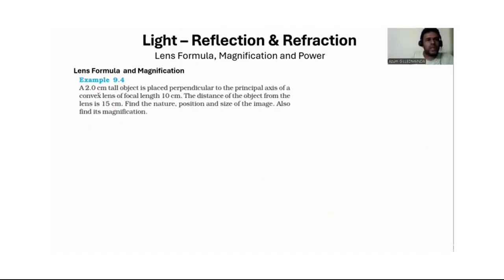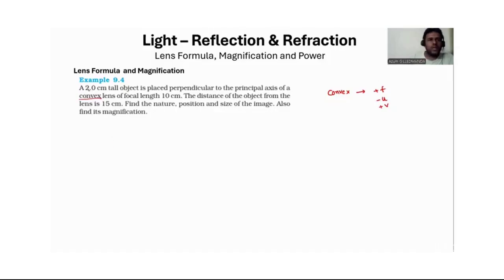Let's look at this. A 2 centimeter tall object is placed perpendicular to the principal axis of the convex lens, right? So for convex lens, what are the sign conventions, guys? Convex lens means plus f, the focal length is positive, and object distance is minus u, and image distance is on the other side, which is to the plus x axis, so plus v. So these are the sign conventions for convex lens.